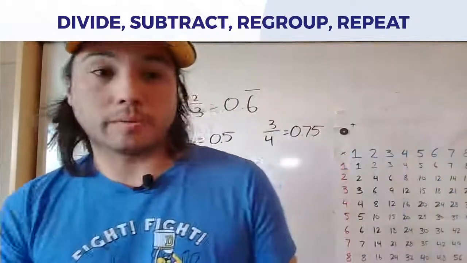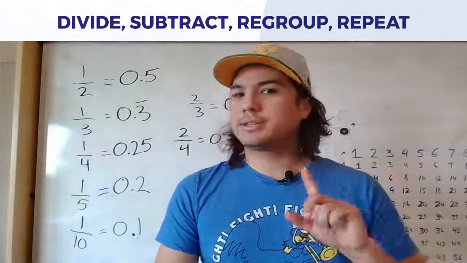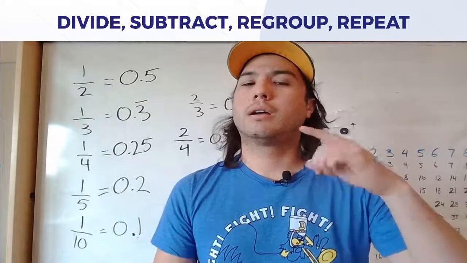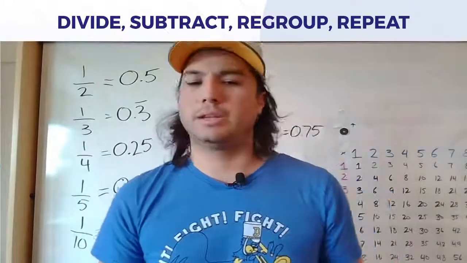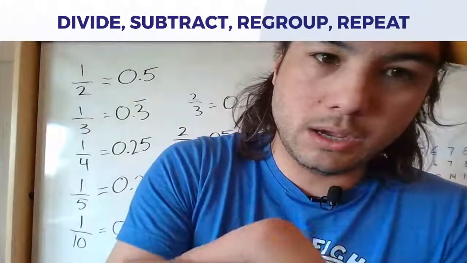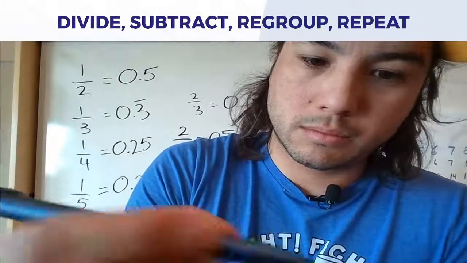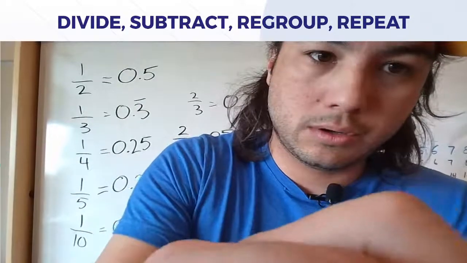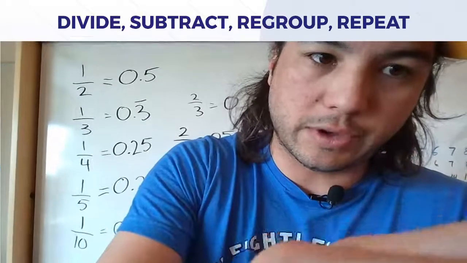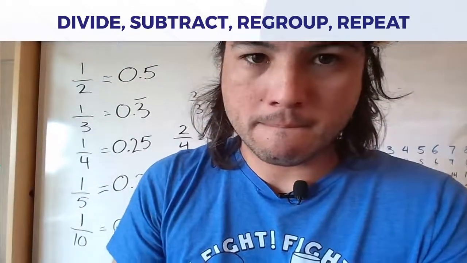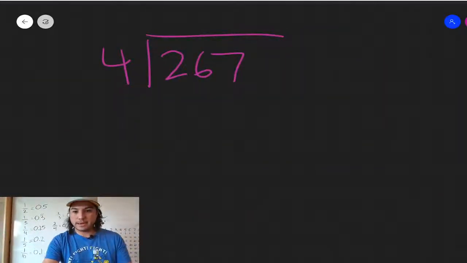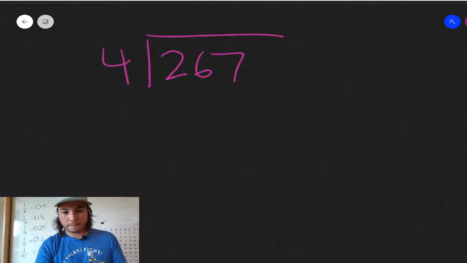Let's try one division problem on our digital whiteboard. And I want us to think about what fraction to decimal conversion we are going to need here and is going to be useful here. So our problem is going to be 267 divided by 4. There we go. 267 divided by 4.